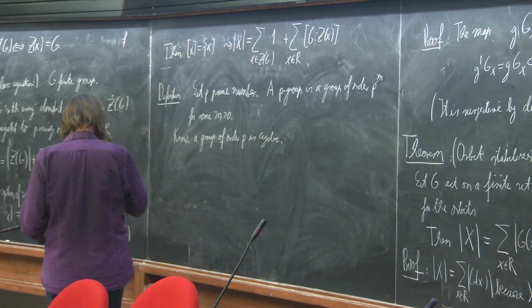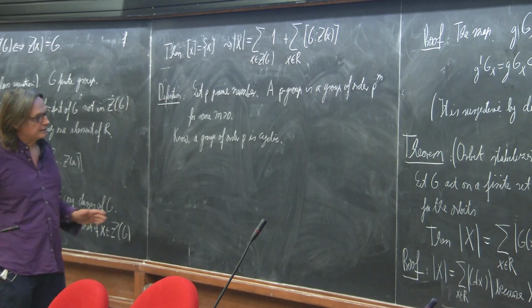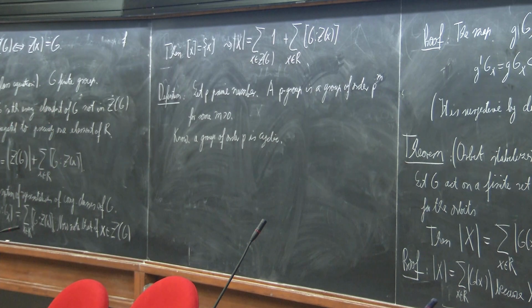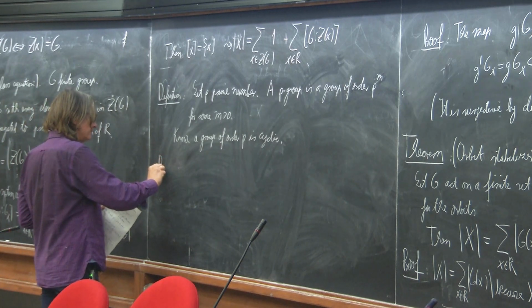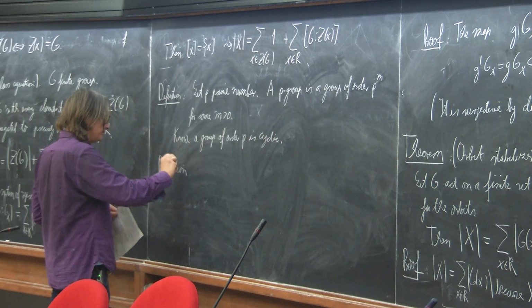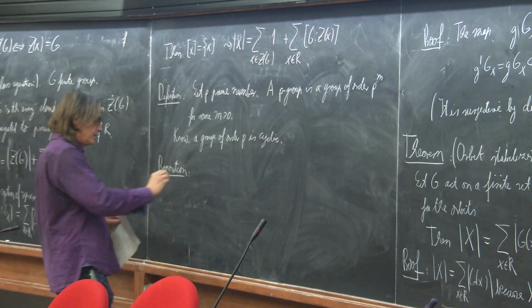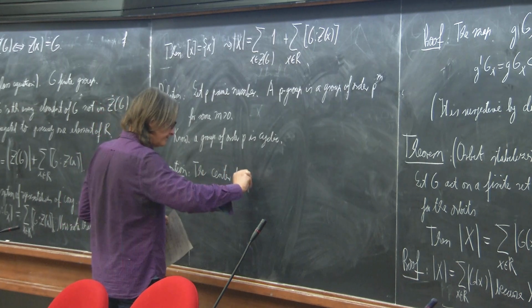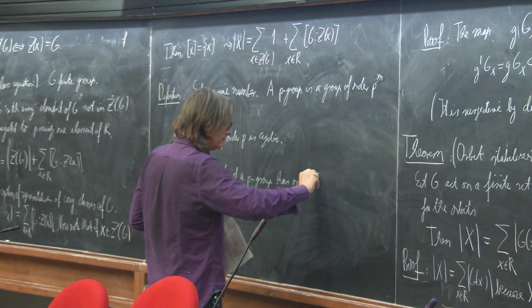And now we want to show that the group of order p squared is abelian. So first, as a lemma, we want to show that the center of a p-group is always non-trivial. In fact, it has at least p elements. The center of a p-group has order at least p.